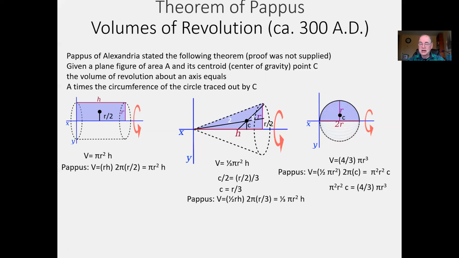From here, using algebra, we can solve for any unknown we like in the equation. We can solve this equation for C. A couple of steps will take us to C. Not an obvious answer at all: the distance from the center for a semicircle is 4R over 3 pi. It's a strange and very unintuitive number, but Pappus's theorem gives us that, because we can back into it by already knowing the volume of the sphere.